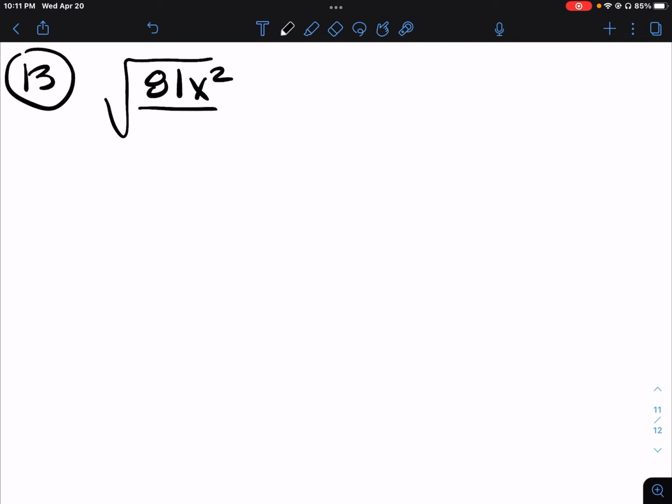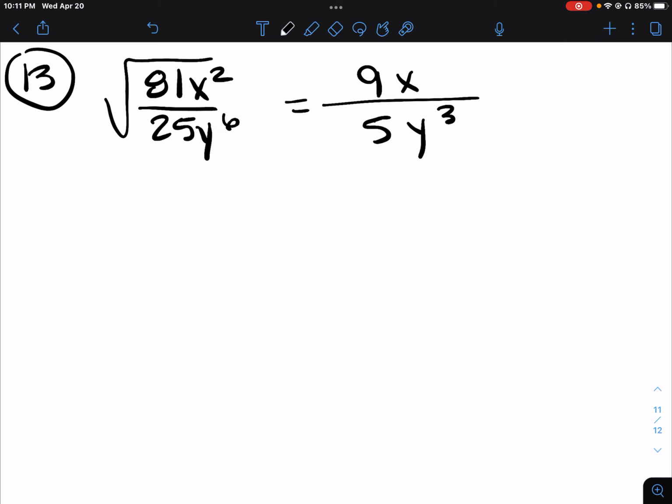Okay, number 13. The square root of a fraction. The square root of 81 and the square root of 25. For the exponents, you take half the power. Half of 2 is 1. Half of 6 is 3.